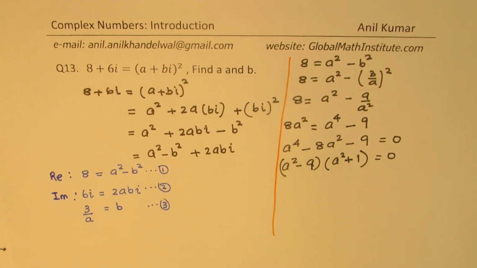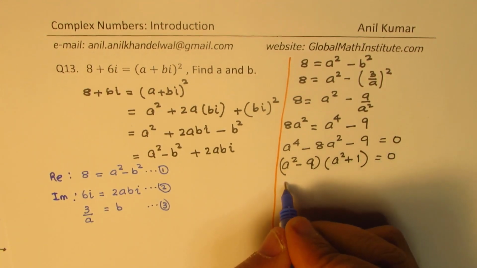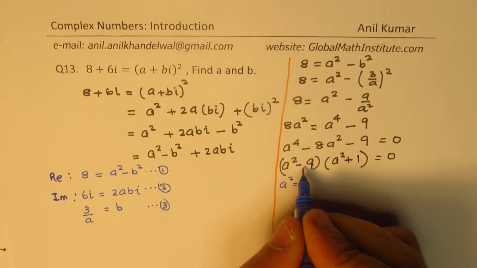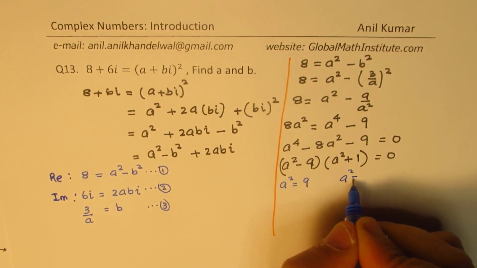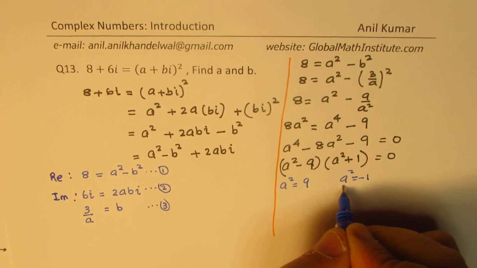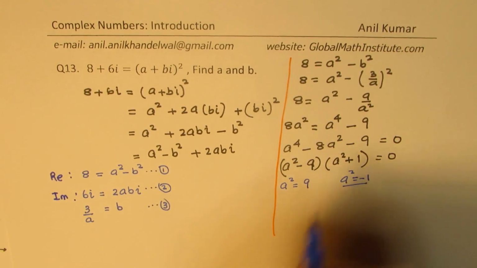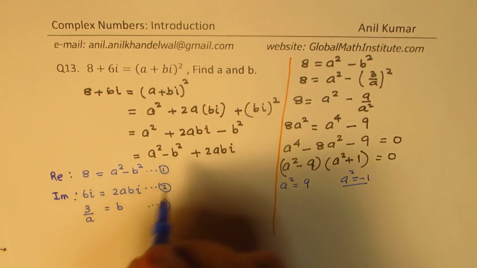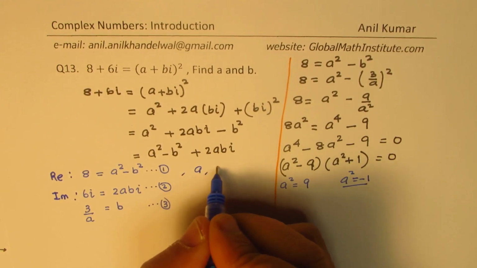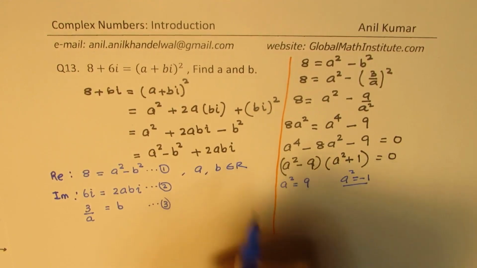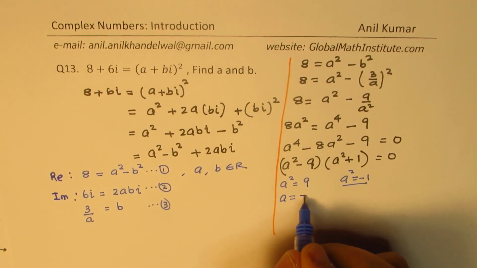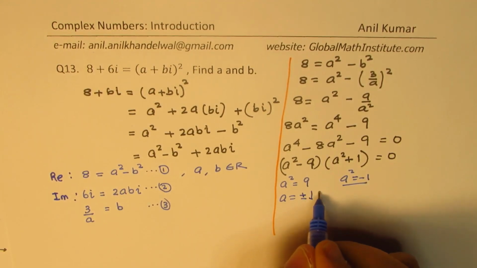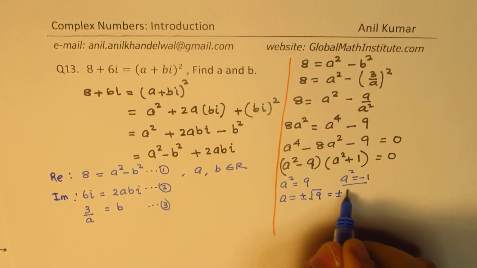So that gives us two solutions. One of the solutions is that a square equals 9, and here we have a square equals minus 1, which is not possible. a and b are real, right? So note that both a and b are real. a and b belong to real numbers. Okay, so we cannot have this complex number. So we get a equals plus minus square root of 9, which is plus minus 3.